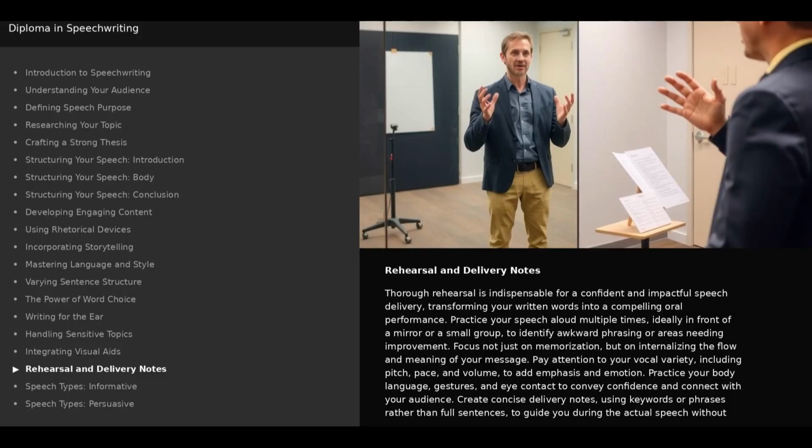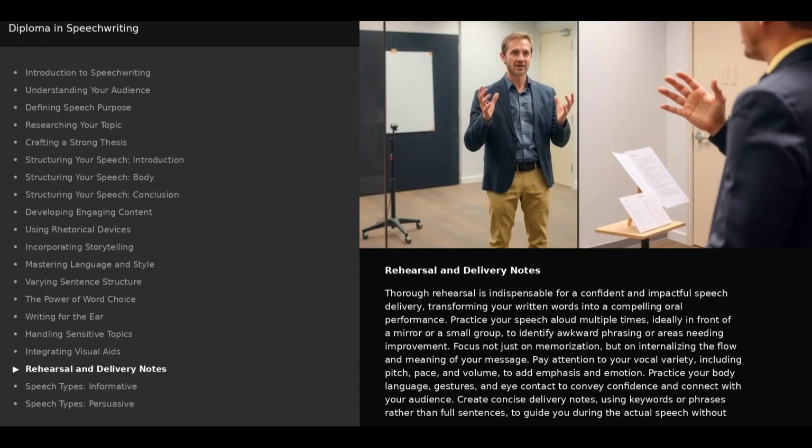Rehearsal and delivery notes. Thorough rehearsal is indispensable for a confident and impactful speech delivery, transforming your written words into a compelling oral performance. Practice your speech aloud multiple times, ideally in front of a mirror or a small group, to identify awkward phrasing or areas needing improvement. Focus not just on memorization, but on internalizing the flow and meaning of your message. Pay attention to your vocal variety, including pitch, pace, and volume, to add emphasis and emotion.